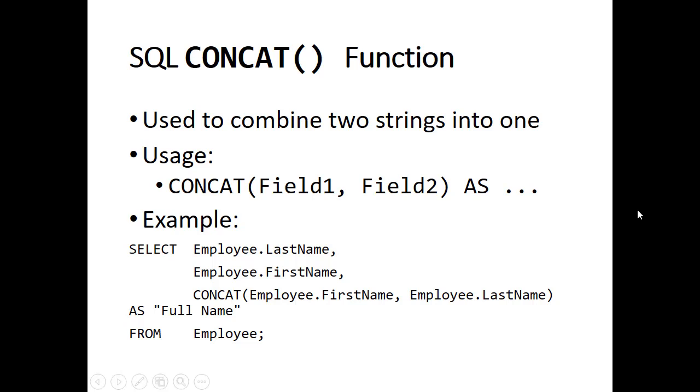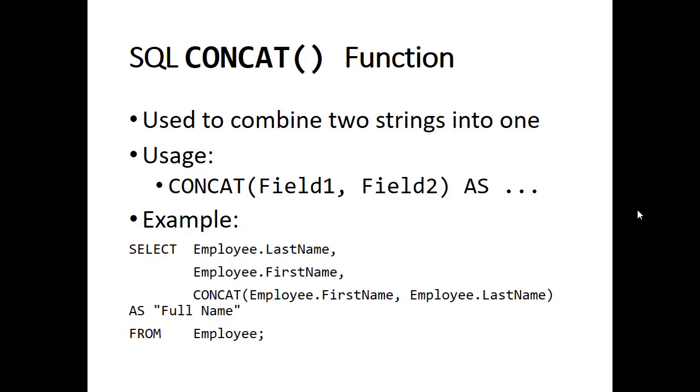The concat function is short for concatenate. To concatenate means to take two strings and treat them as if they were one single string, or one single collection of characters, alphabet letters or numbers.